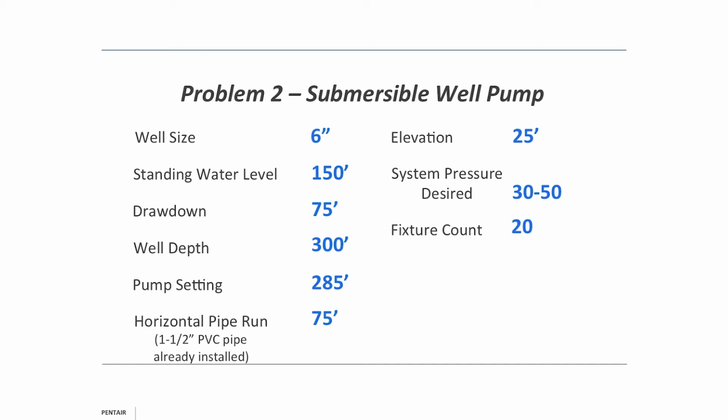Fixture count on this one is 20. So remember, 20 fixture count units times 1 gallon per minute would give us 20 gallons per minute estimated for the system. Irrigation use, none. We're keeping this nice and easy. Power available, 230 volt single phase, which again, we would expect at a residential home.